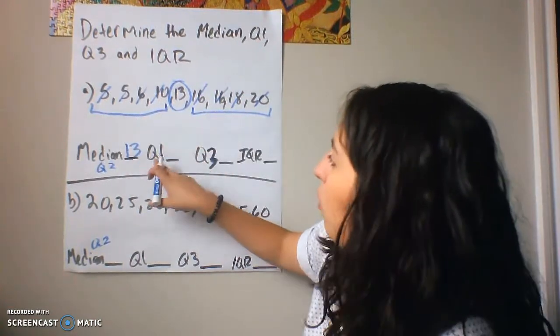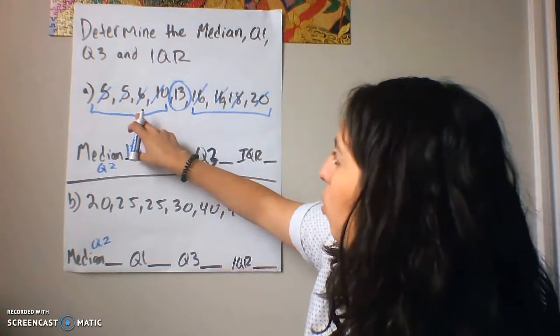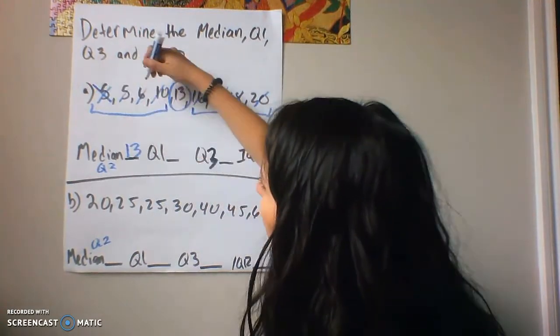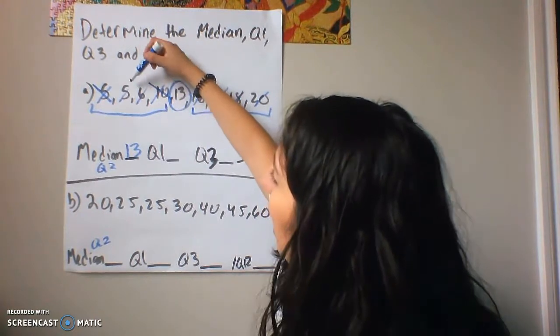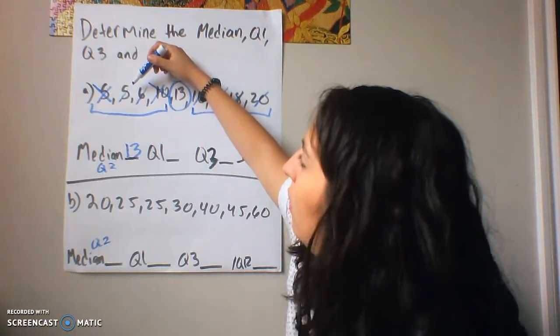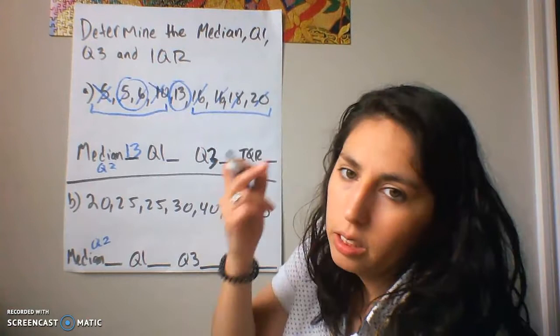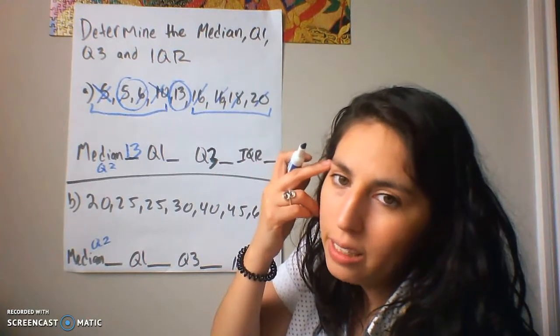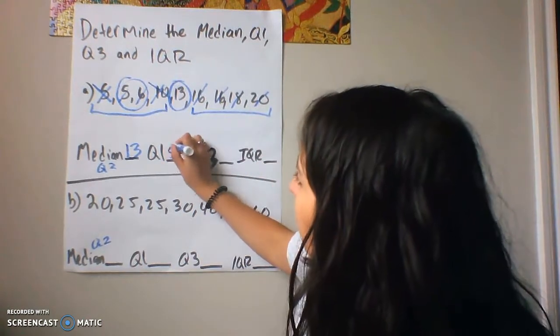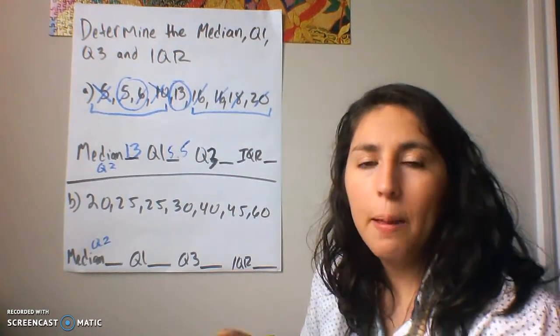Okay. So for Q1, I'm focusing only on the first half because it's my first quartile. And I go again, cross out one at the beginning, one at the end. I'm left with two numbers in the center. I can't cross both of them out. So now I'm thinking, what is the center of 5 and 6? What is the center or the median, the middle of 5 and 6? That's 5.5. Okay, I keep going.